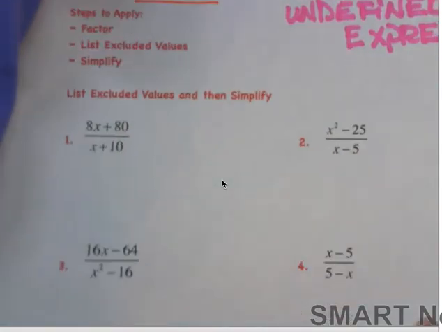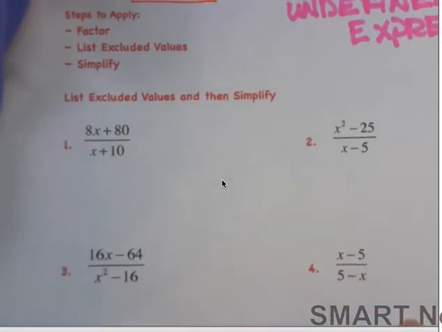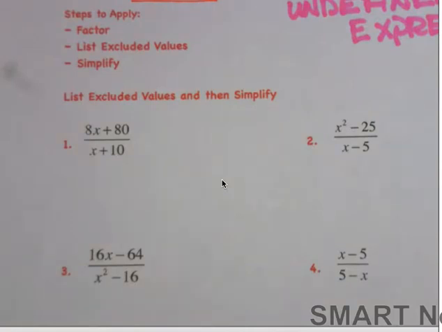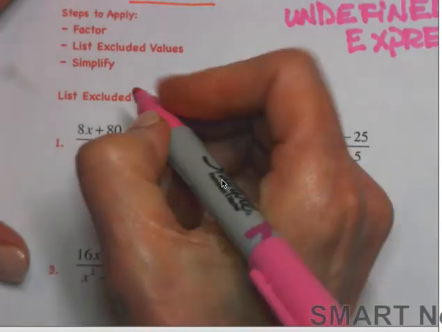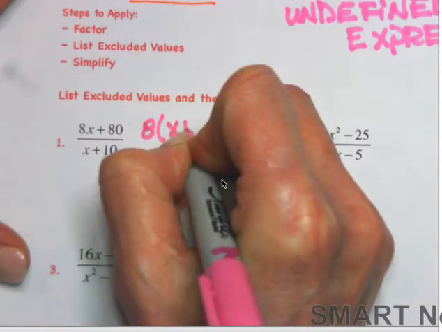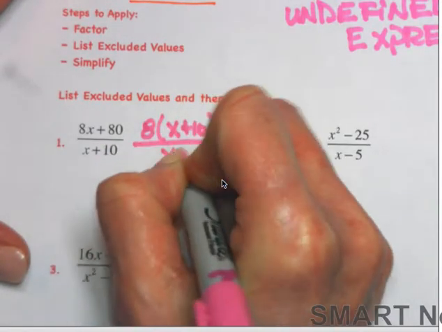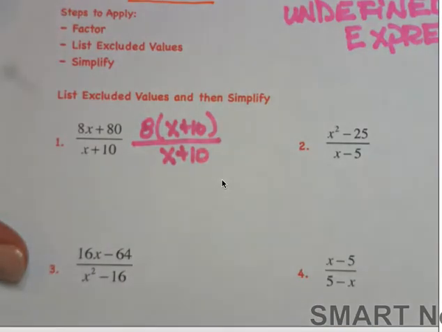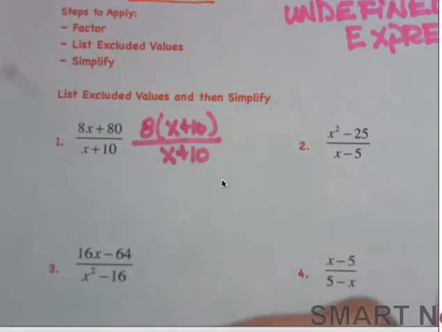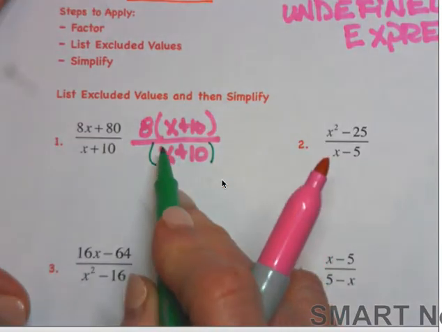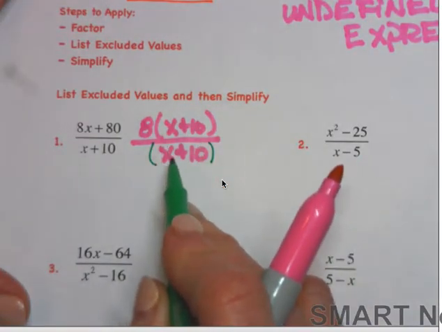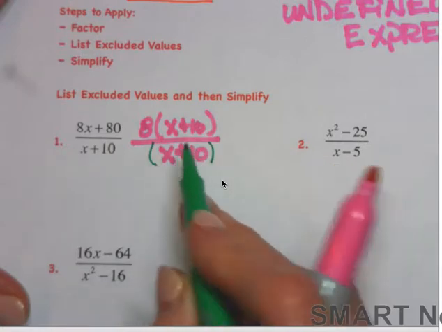Here's number 1. The first thing I'm going to do is factor the numerator and the denominator. I look at the numerator and I see that 8 is a GCF, so I'm going to reverse distribute out an 8. Remember that the fraction bar acts as its own grouping symbol. When I have an expression with two terms connected by addition on either side of the fraction bar, I'm assuming that's one number that cannot be split apart. So x plus 10 in parentheses must stay together.